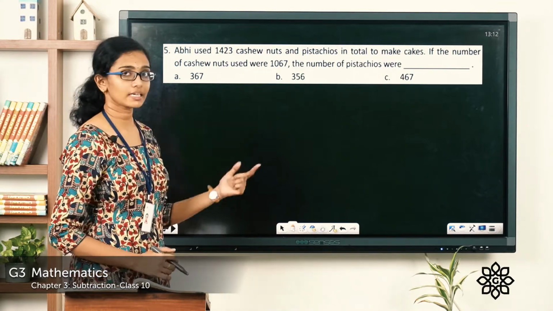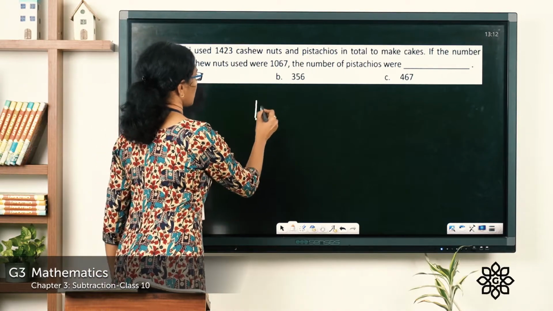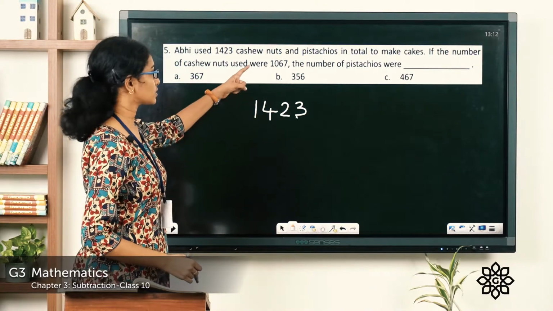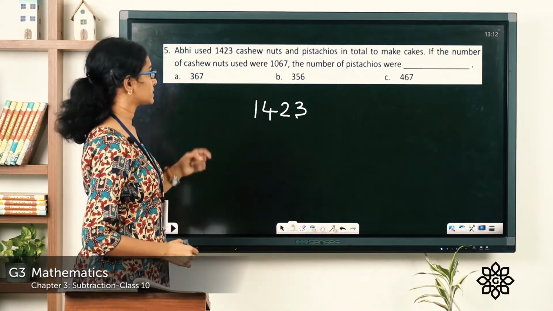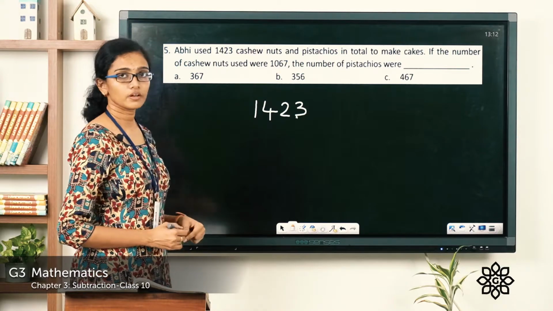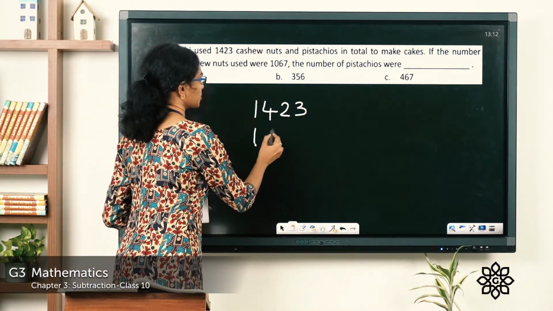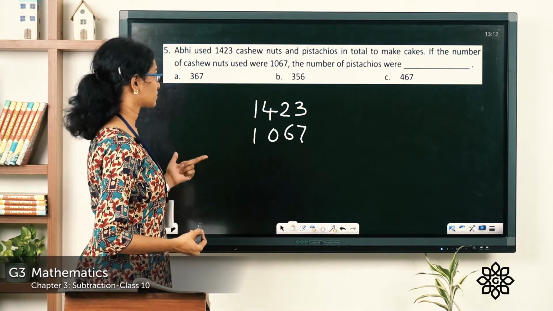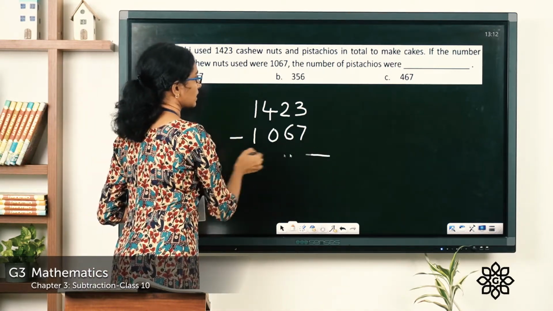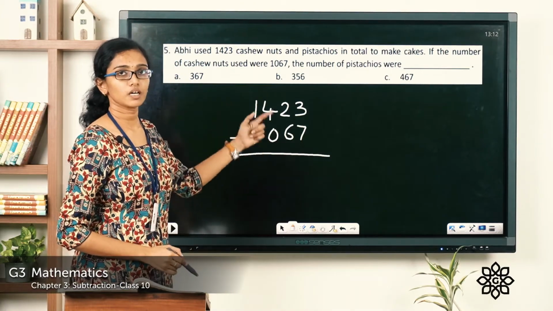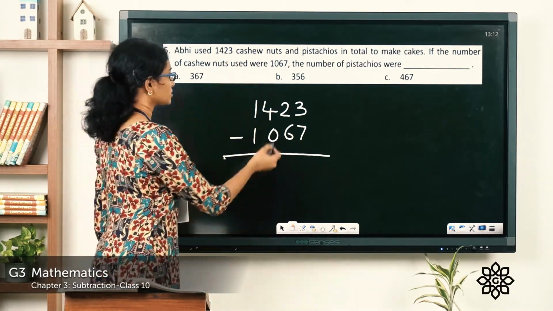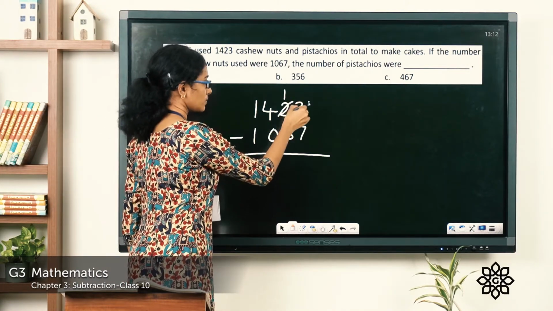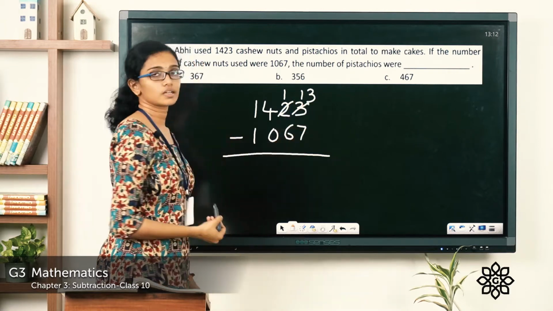So he was making a cake and he used a total of how many nuts? 1423 nuts. That's the number of cashew nuts plus the number of pistachios. Now we are given the number of cashew nuts he used, which is equal to 1067. Now how do we find the number of pistachios from this? We have to subtract the number of cashew nuts from the total number of nuts used. Let's do the subtraction. We cannot take away 7 from 3. So we borrow and regroup. So this becomes 13. What is 13 minus 7?